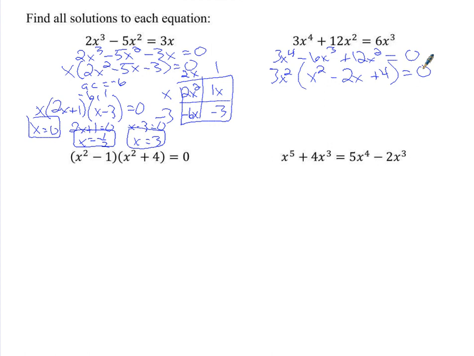Yeah, okay, good. So notice because we pulled the 3 out, now there's just a 1 here, which means I don't need to go to the box method. I can just think of two numbers right away that multiply to give me positive 4, and at the same time add to give me negative 2.